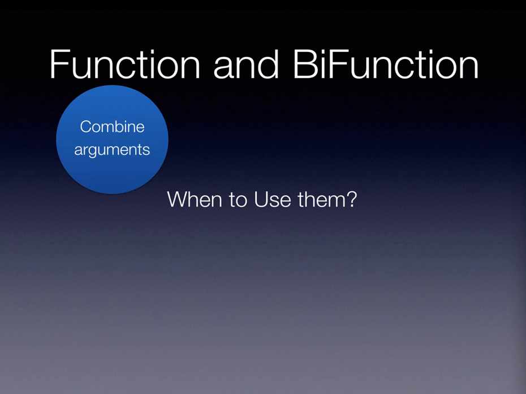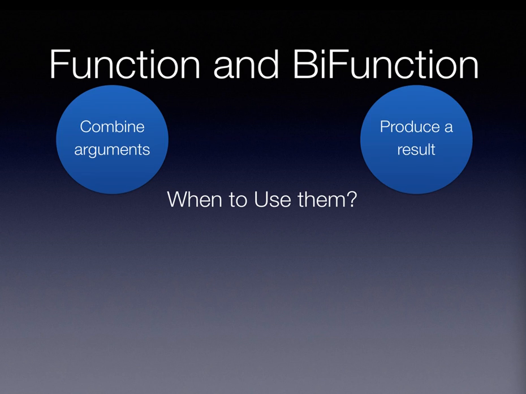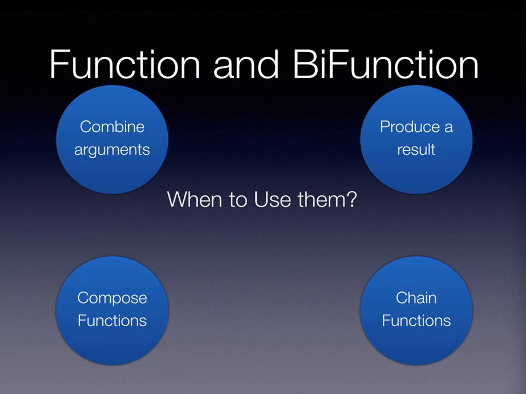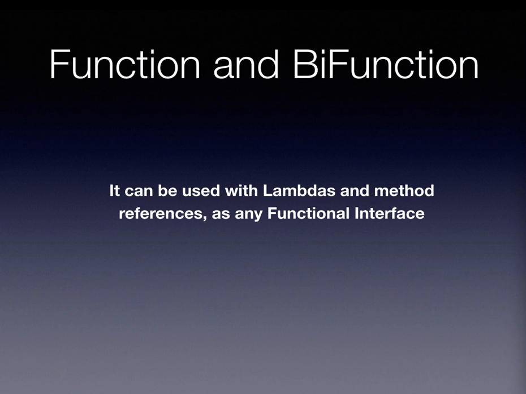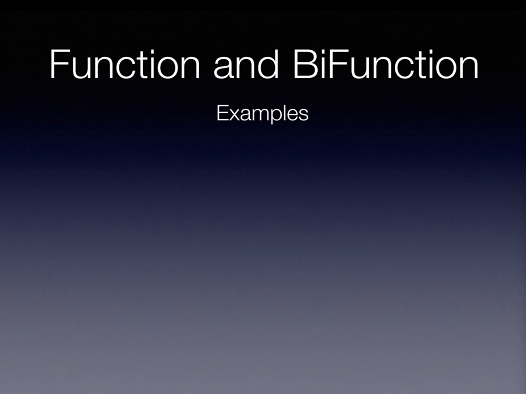It is used to combine arguments. It is used to produce a result. It is used to compose functions and also to chain functions. It can be used with lambdas and method reference as any functional interface. Let's take a look at some examples from the Function and BiFunction. I usually like to show examples from the Java core library and also from the Spring framework. So let's take a look at some of them.